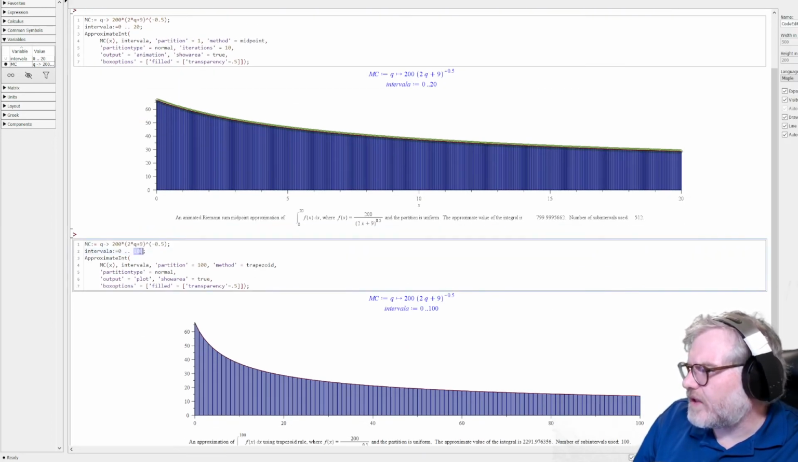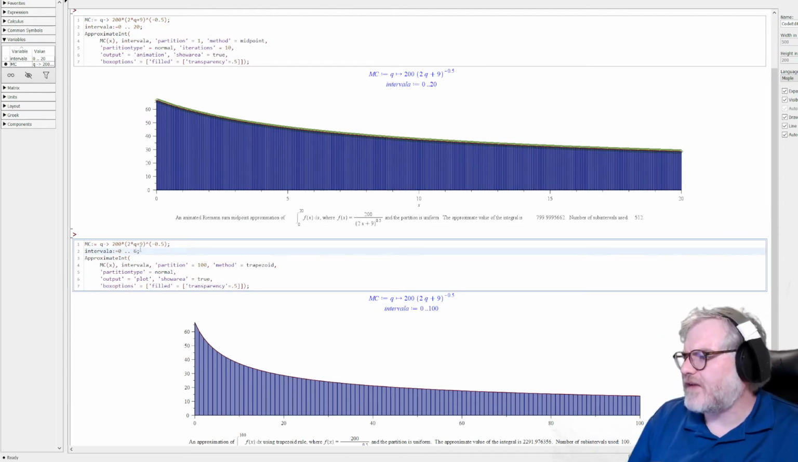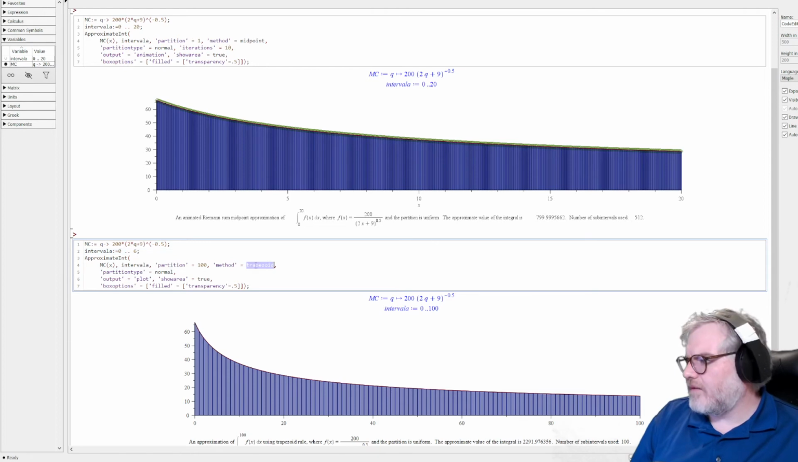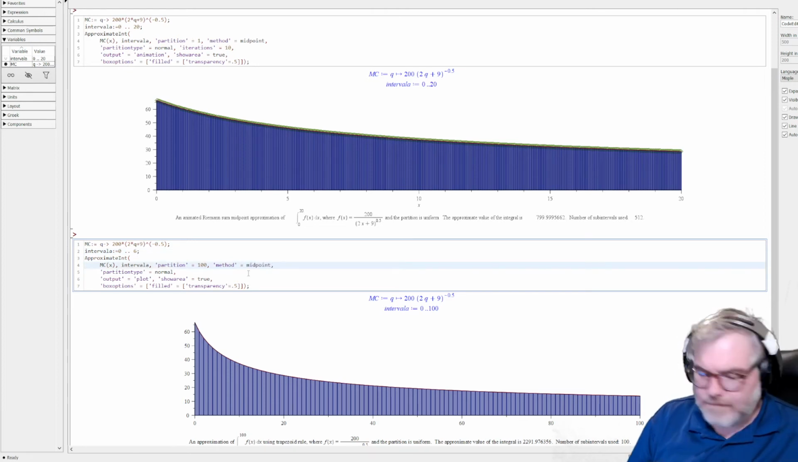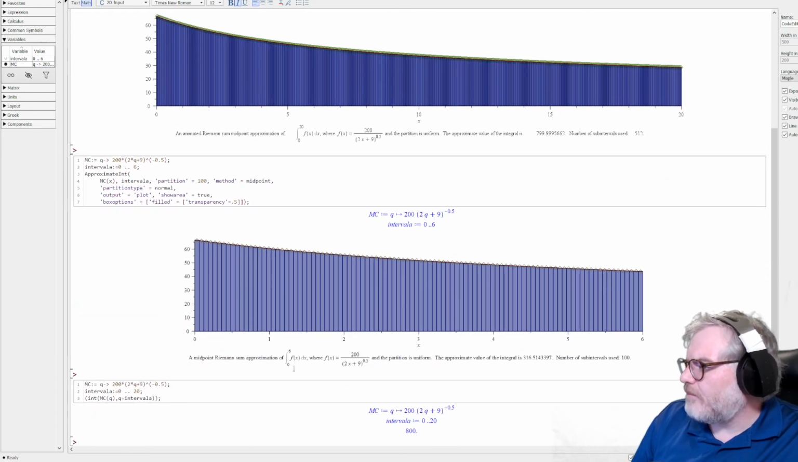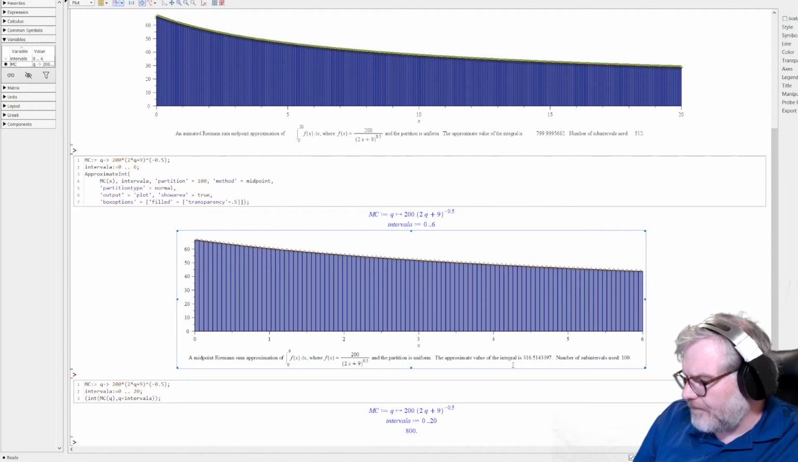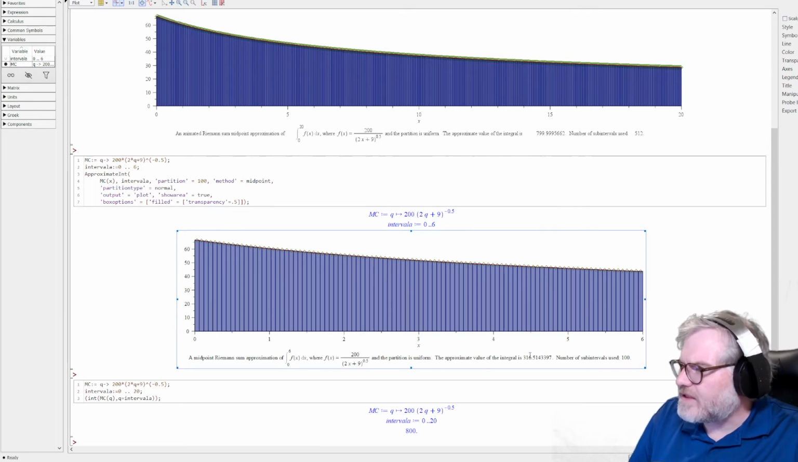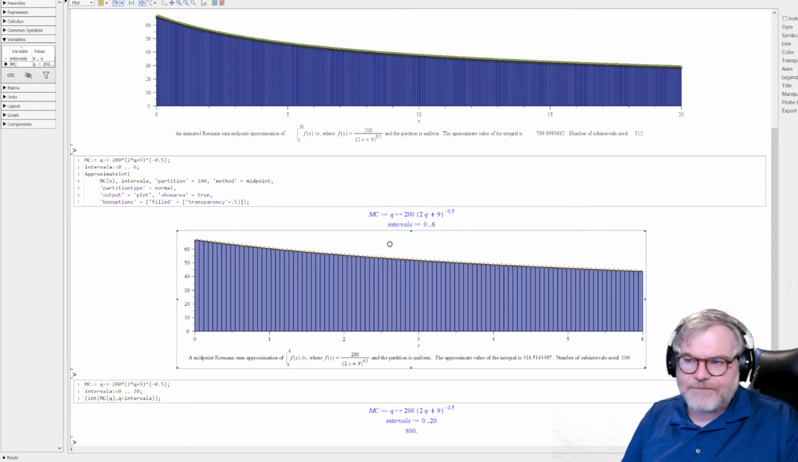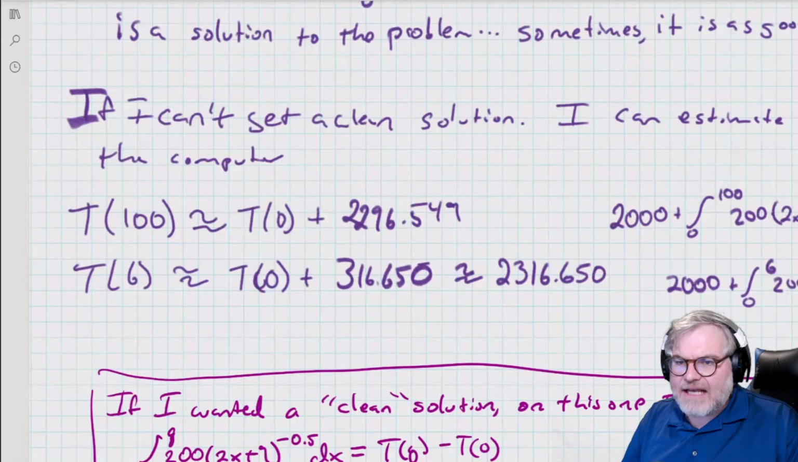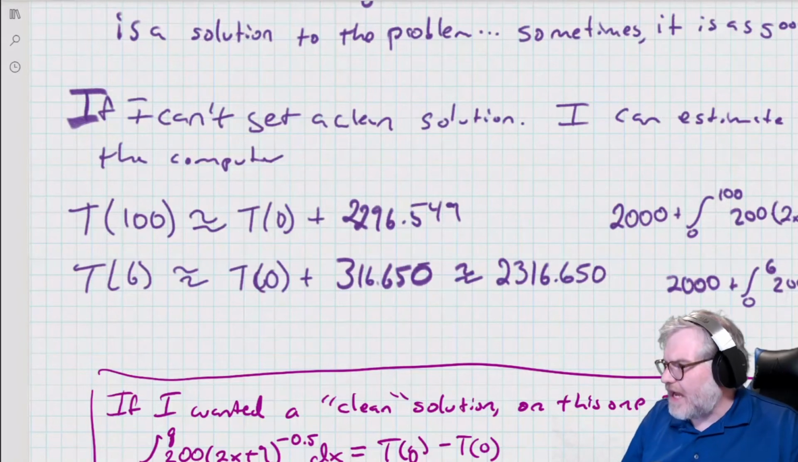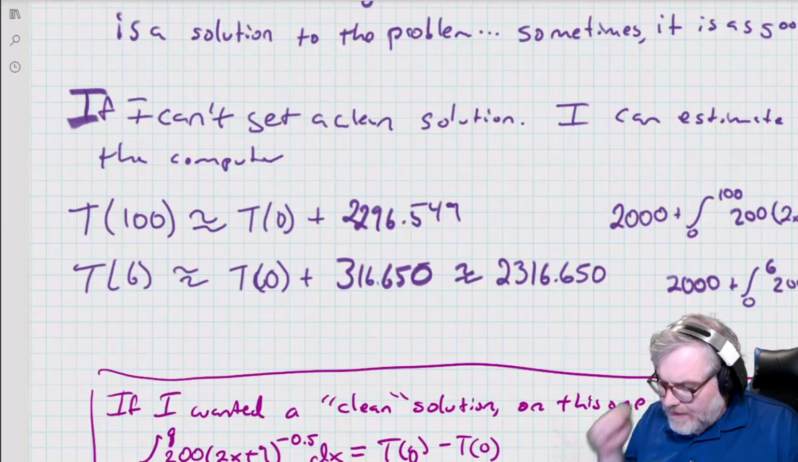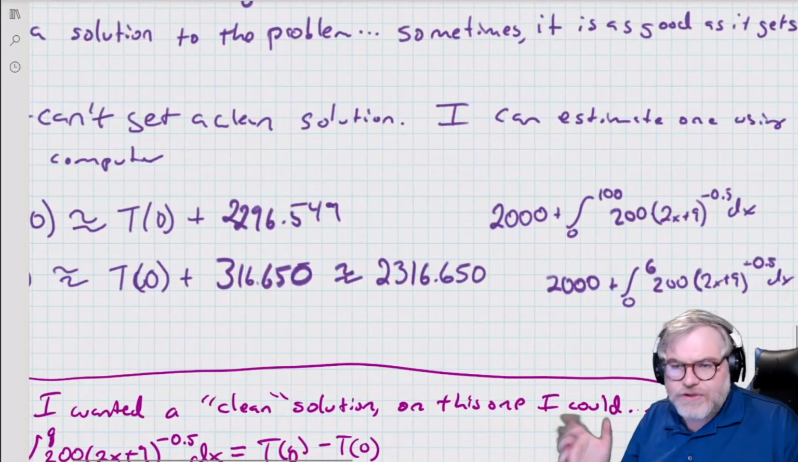Here, if I did it, let's do it for the interval 0 to 6, because that's what we used before. And we want midpoints again. I'm going to do midpoint, and the computer comes out with this fairly quickly, and it comes out with an answer of about 316. Well, I take this 316 of this integral that my computer gave me, and I simply add the T of 0, which was the 2000. And I came up with a number. And the computer, as I said, will do these integrals for you.